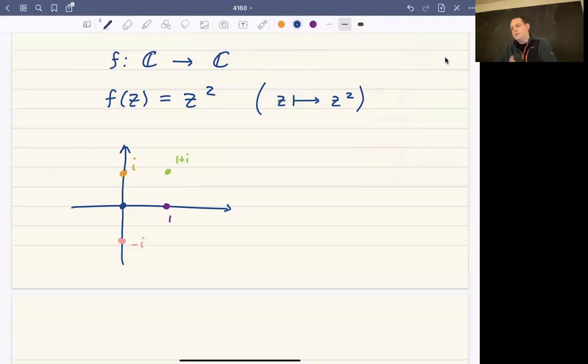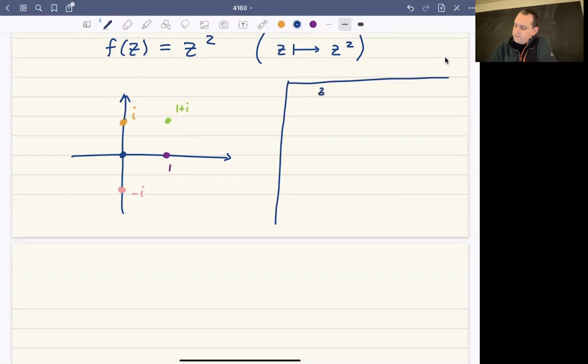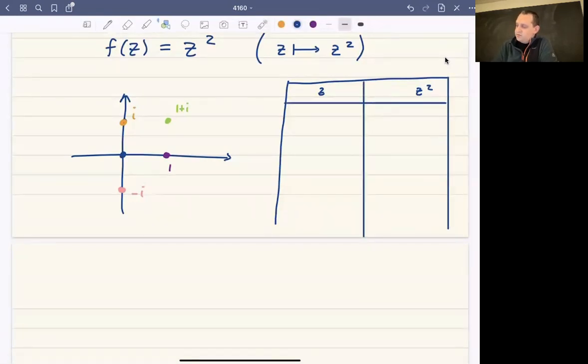Now, let's think about what's going to happen for all of these values. Okay, so what I'm going to do is draw a table, and I'm going to think about our value z versus our value z squared. Okay, so let's do that. So let's make a little table, and some of these are really straightforward. If we were to take 0, 1, i, minus i, 1 plus i, let's think about what happens.